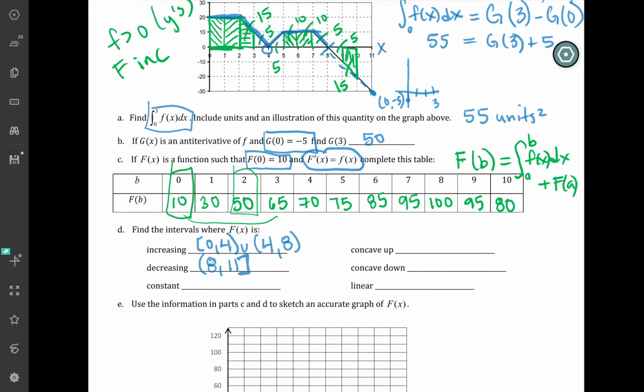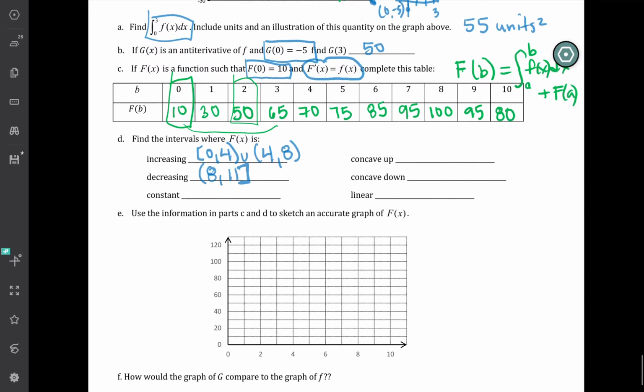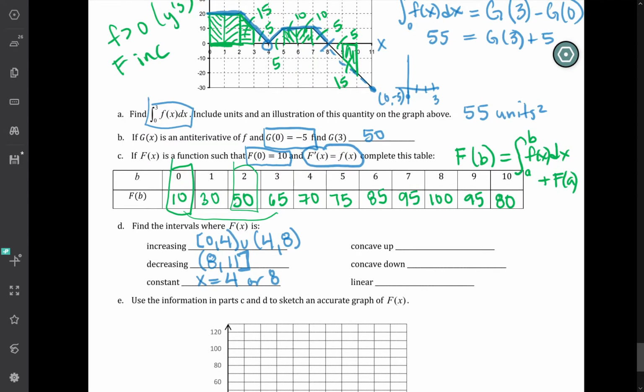And then big F is constant when its derivative is 0. So constant means it's got a horizontal tangent, or it is actually a horizontal line. For this one, it only happens at individual points. Little f is 0 when x equals 4 or 8, but not anywhere else. So there'll just be a horizontal tangent line at each of those points, and there's nowhere else that we would say the function is constant.